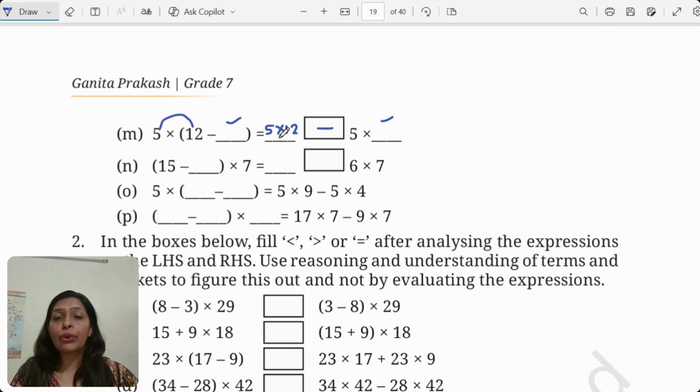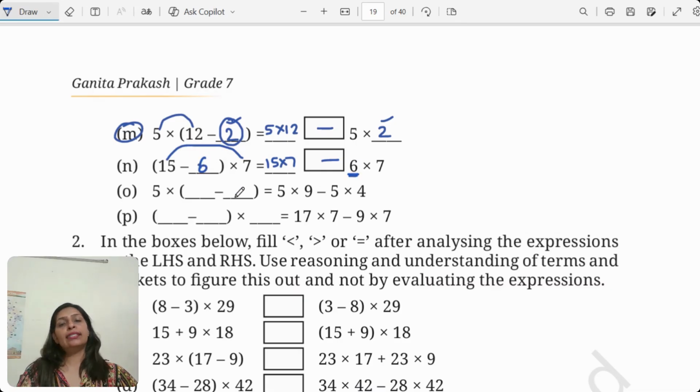So again, you have a choice of your own, you can put any number. So let's say I'm putting here 2. If I am putting 2 here, then my answer automatically comes to this side. You may have any number here of your choice. Again, this part will not have any specific answer. Now 15 minus dash multiplied by 7. So the first part is going to be 15 and 7, so 15 multiplied by 7. In between we have a minus sign, and since it is 6 here, the second number is 6, so I will put 6 here.